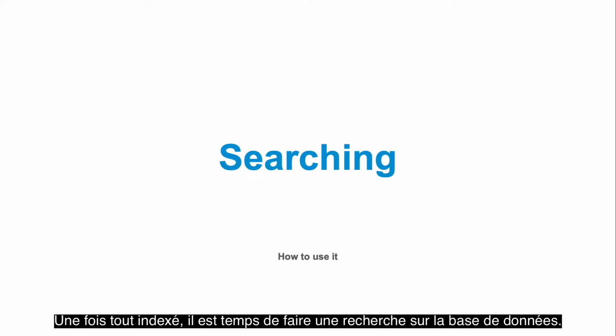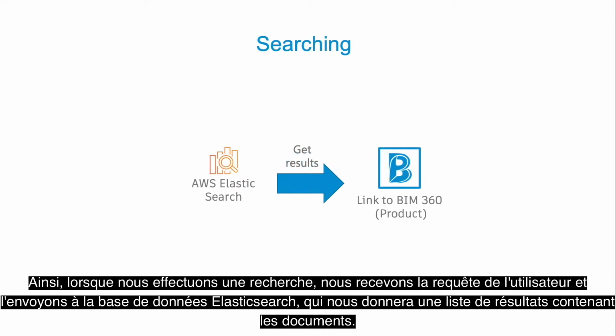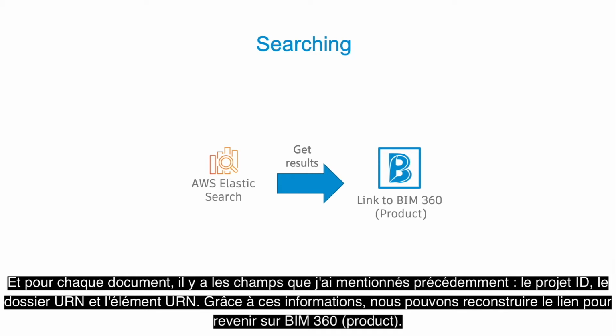Once we have everything indexed, it's time to search on the database. So when we search, we get the query from the user and send that to the Elasticsearch database. That will give us a list of results, which are the documents. And for each document, we have the fields that I mentioned: the project ID, folder URN, and item URN. With that information, we can rebuild the link that will point back to the BIM 360 product.